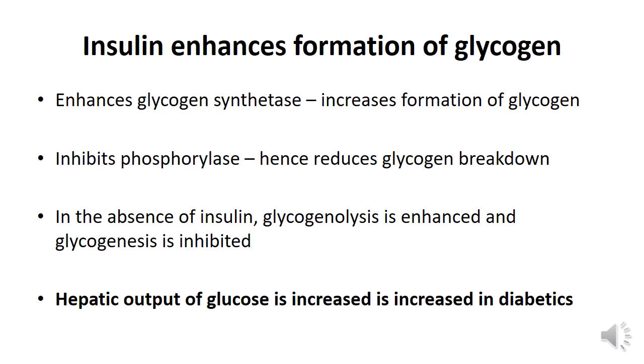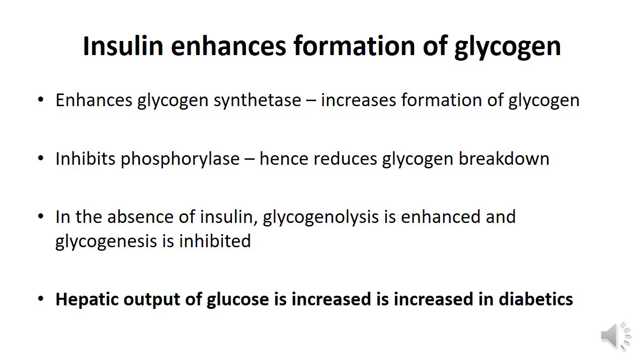Insulin enhances glycogenesis. That means it increases the conversion of glucose to glycogen by enhancing the synthesis of an enzyme called glycogen synthetase. So in the absence of insulin, there is reduced formation of glycogen. All the glucose stays in the blood itself, giving rise to hyperglycemia.